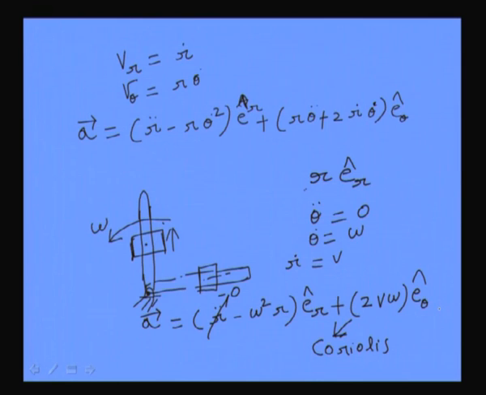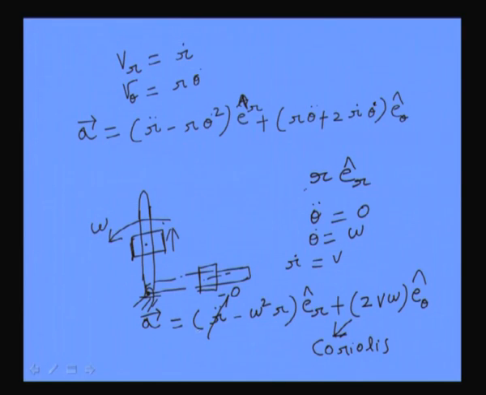So, when a block slides on a rotating link, we get another component of the acceleration that is called the Coriolis component, and its magnitude is given by 2v times omega, where omega is the angular speed of the link. This comes due to sliding. If v is equal to 0, then this component will not be present.